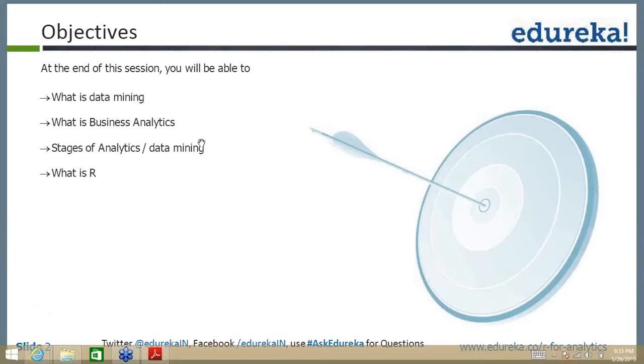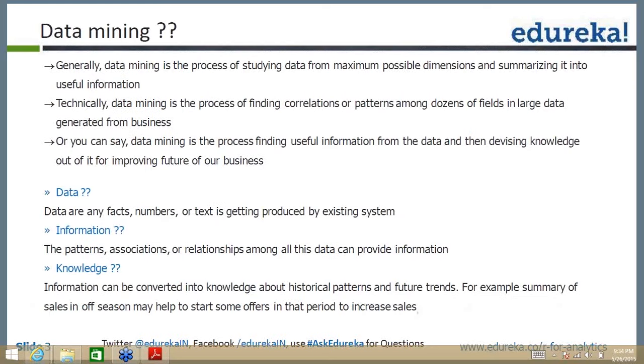By the end of the session, you will be able to know what data mining is at a high level, what business analytics is, what the stages of analytics are, data mining, and all that. And we will also talk about a brief introduction to R. So, friends, data mining, right?